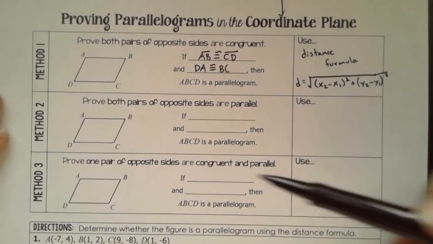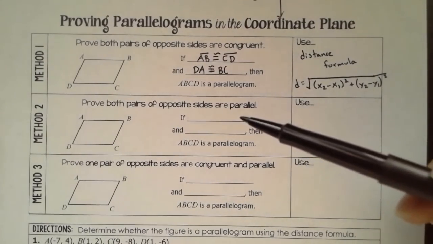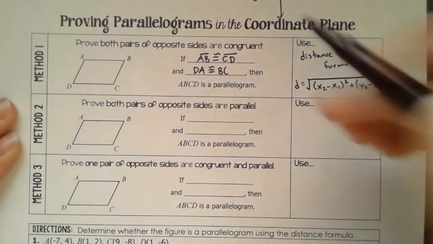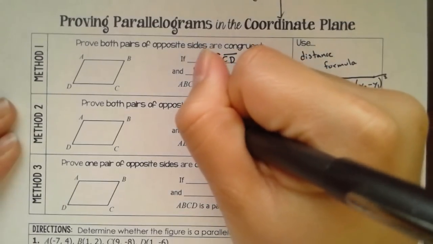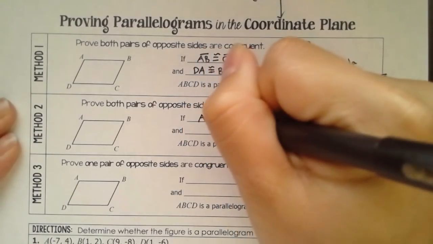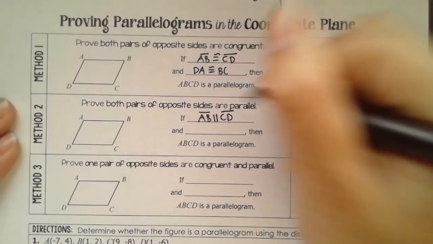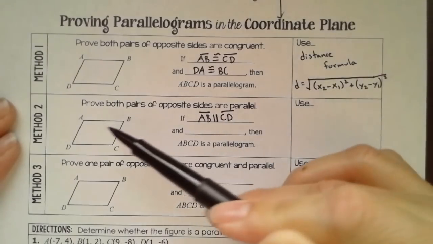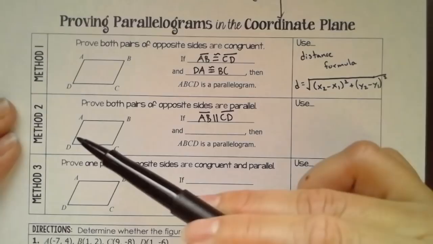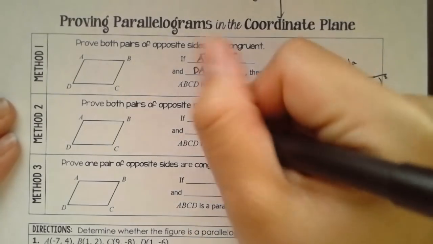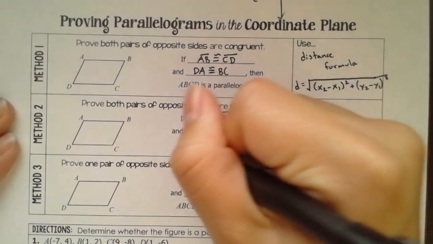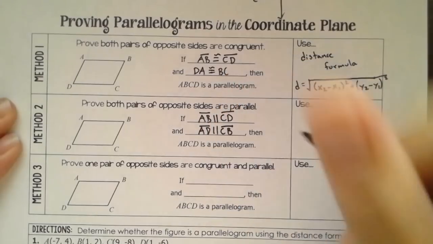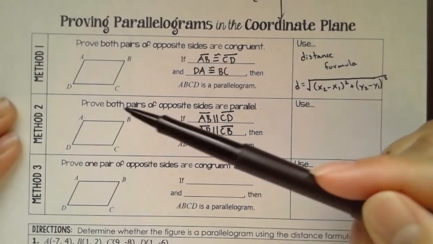Method 2, you would prove both pairs of opposite sides are parallel. Okay, if AB and CD are parallel, so AB is parallel to CD, and if you recall, this double line here means that the two segments are parallel. AB here is parallel to CD; they don't intersect. And AD is parallel to CB. That's the other set of parallel sides.